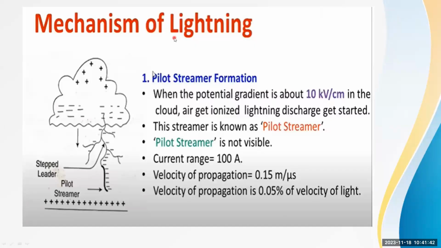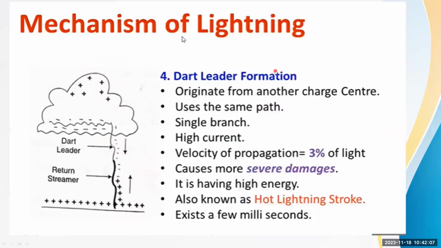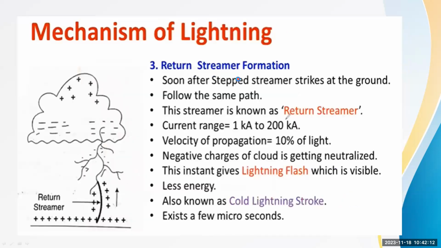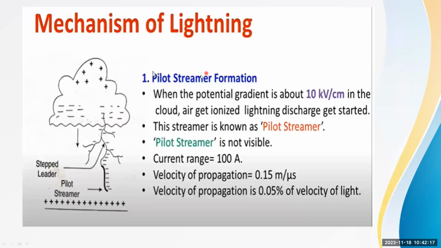Mechanism of lightning. Up to here, we have discussed how charges form in the clouds. Now coming to the mechanism of lightning, there are three or four mechanisms present in lightning. First one, pilot streamer formation. Second one, step leader formation. Third one, return streamer formation. Next, dot leader formation. Like this, there are four different types of lightning mechanisms. So first one, pilot streamer formation of lightning.